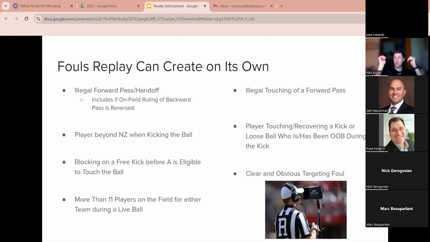Replay can prove that the pass was in fact not touched behind the neutral zone. We put the flag back down for DPI.